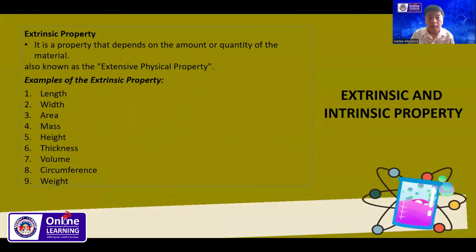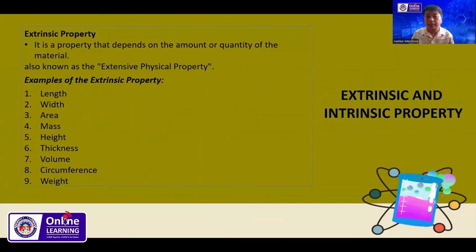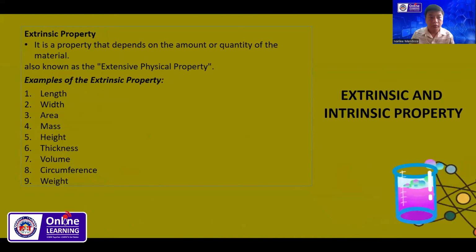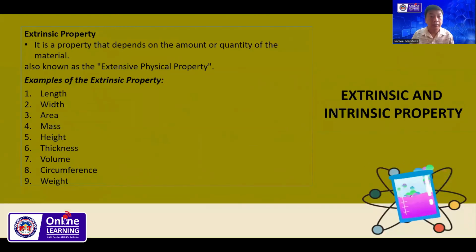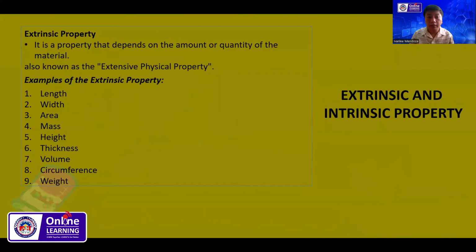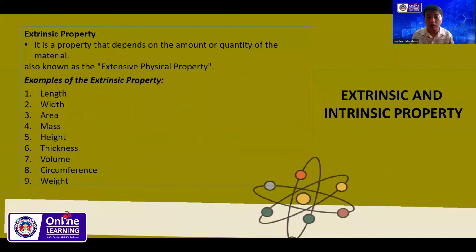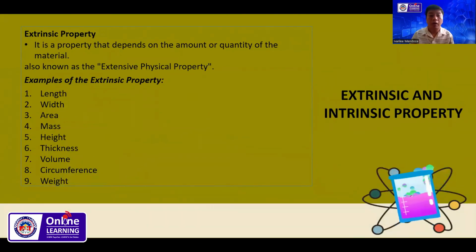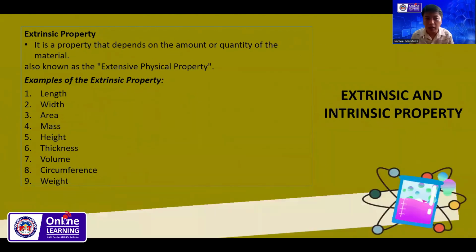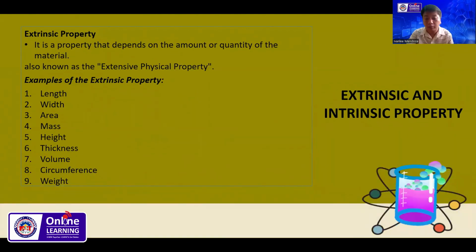Okay, now we have also what we call extrinsic and intrinsic property. So let us start with extrinsic property. Extrinsic property, it is a property that depends on the amount or quantity of the material. It is also known as the extensive physical property. So we have also some examples of the extrinsic property. So we have the length, width, area, mass, height, thickness, volume, circumference, and weight. Okay, so those are some examples of the extrinsic property.